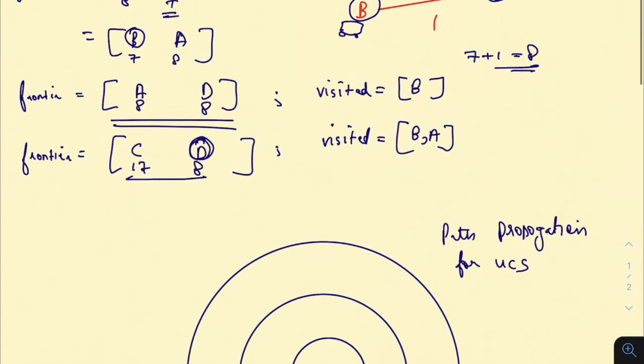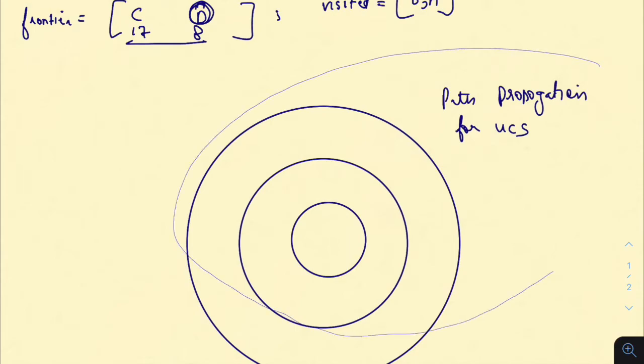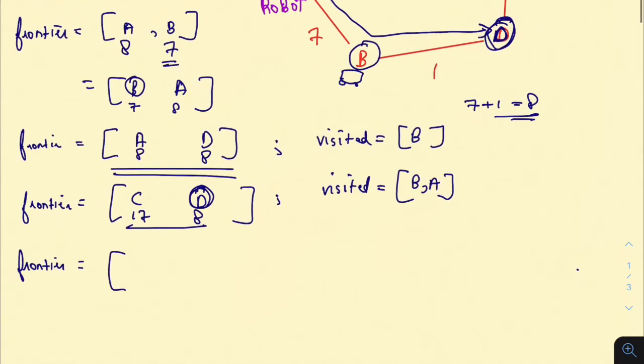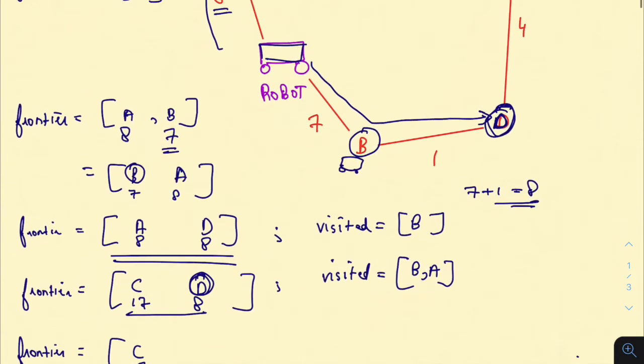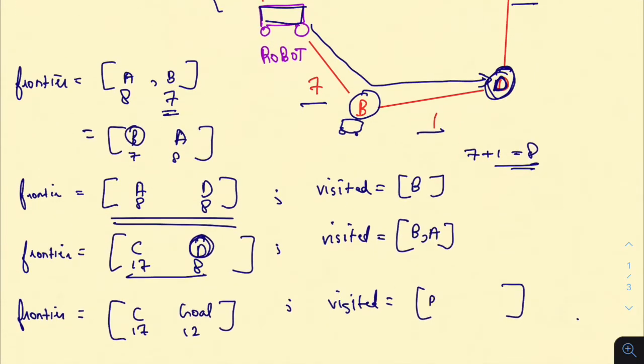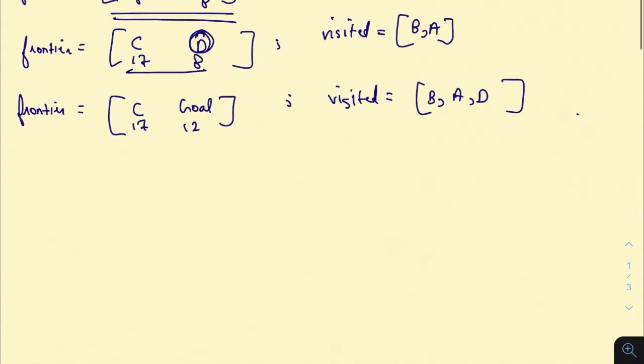So now the frontier will have C17, and the child of D is the goal itself, and it has a cost of 7 plus 1 plus 4, that is 12. So the goal has a cost of 12. And since D is not the goal, I check it and I add it to the visited list. So now the visited list contains B, A, D.